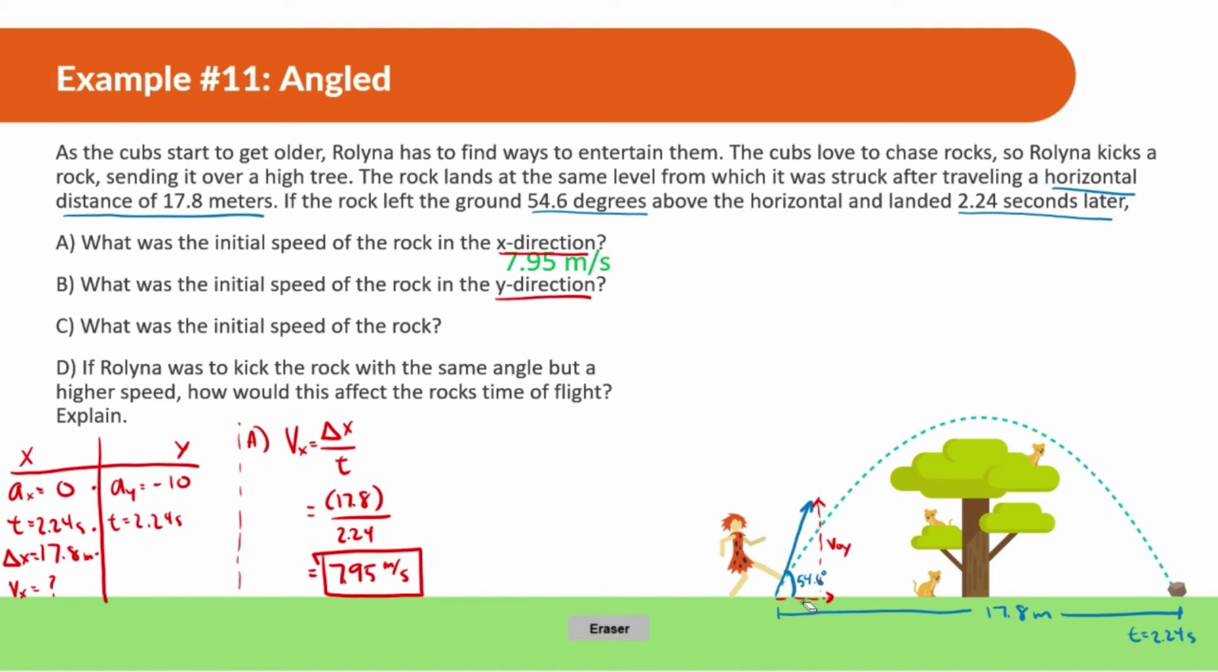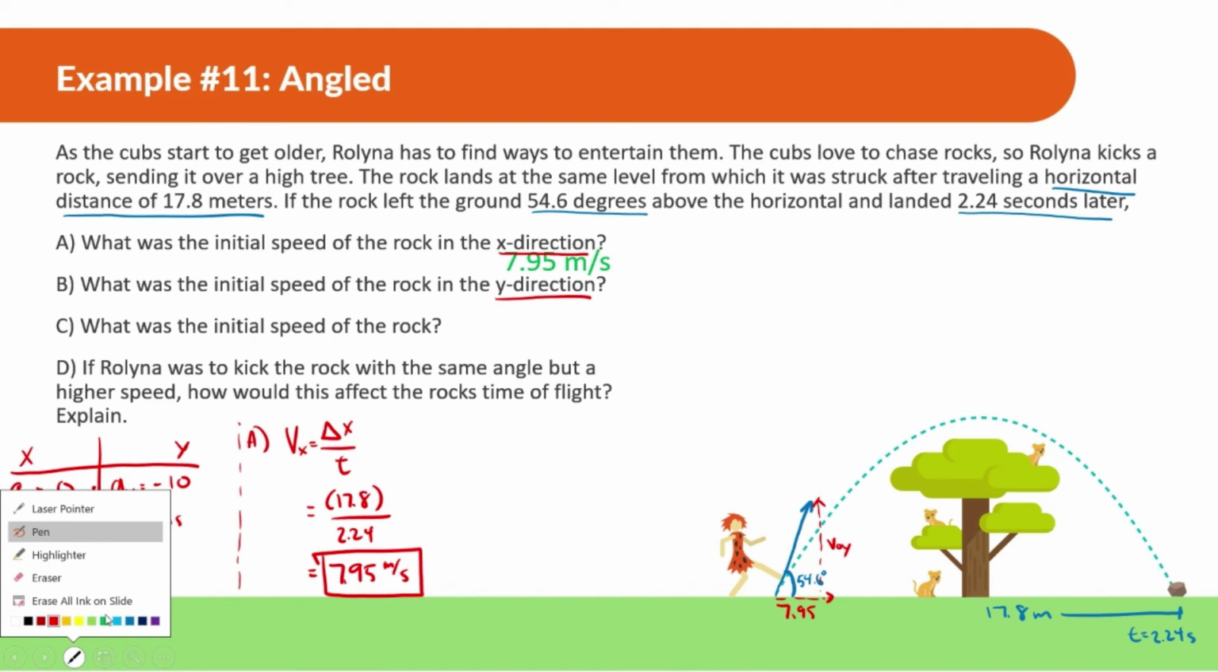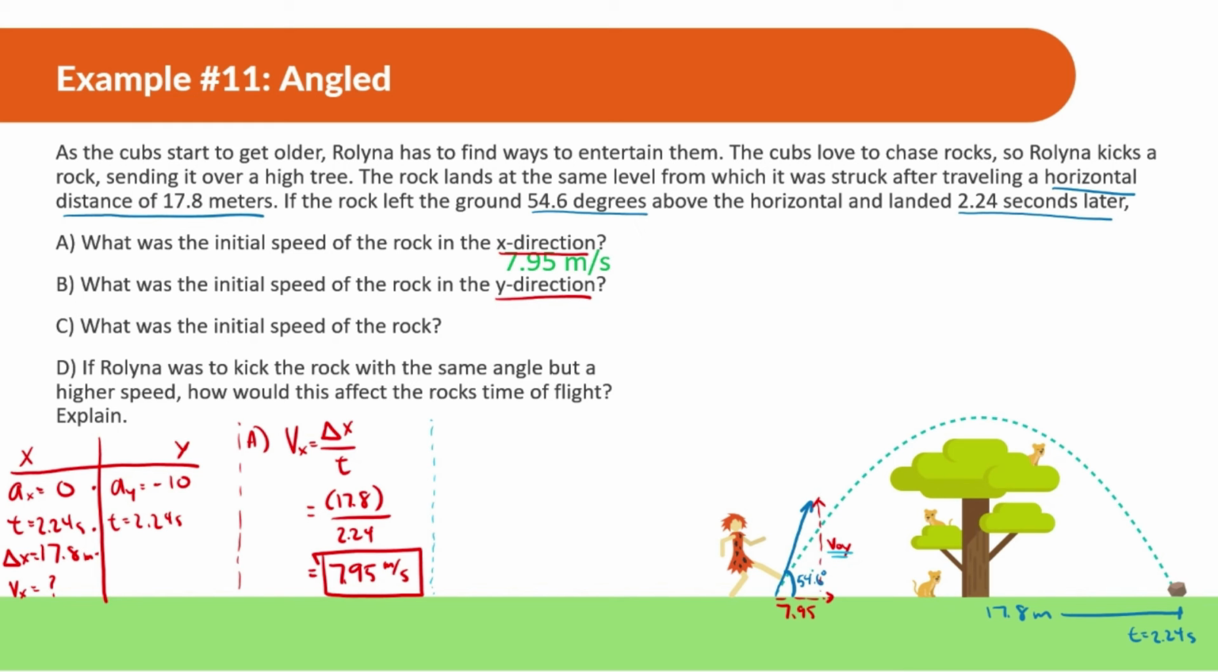And let me just erase some of this here. Let me erase this because we already know that. So this over here is going to be 7.95. So I'm going to change the color. What we should know is we can find the initial velocity in the y. How can we find that? There's a few ways we can find that, but I'm going to use this triangle here to help me find that. So I'm going to use tangent.